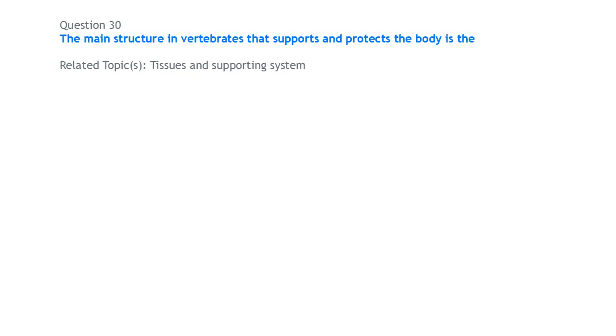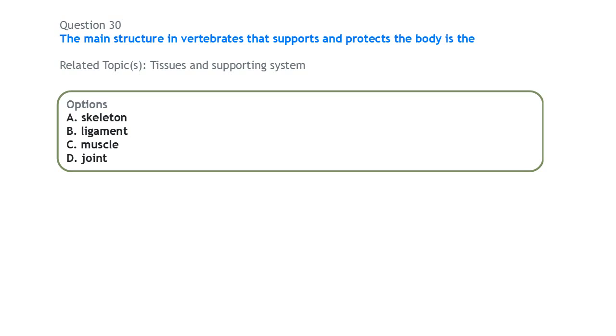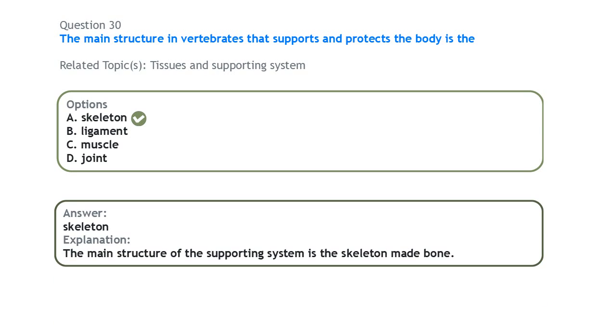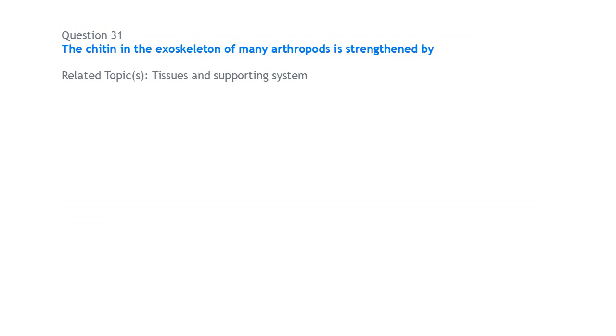Next, on tissues and supporting system. The main structure in vertebrate that supports and protects the body is the skeleton. The skeleton is the main supporting system in vertebrate. Vertebrate, they are organisms that have a backbone or spine.